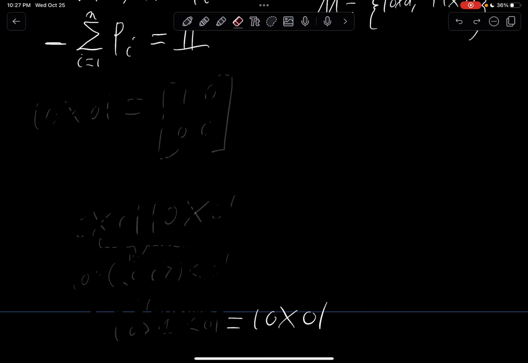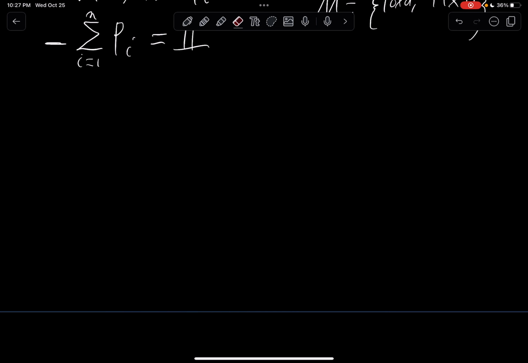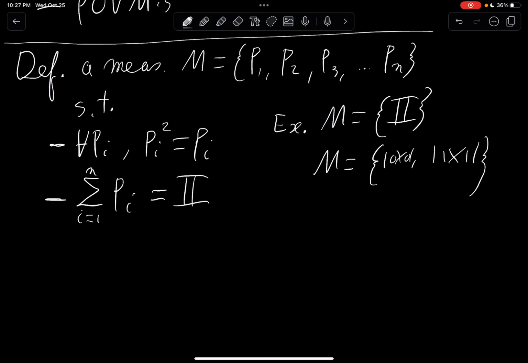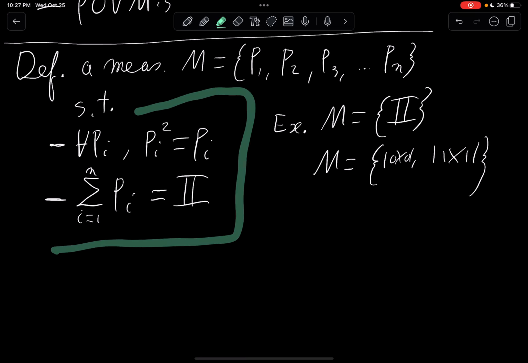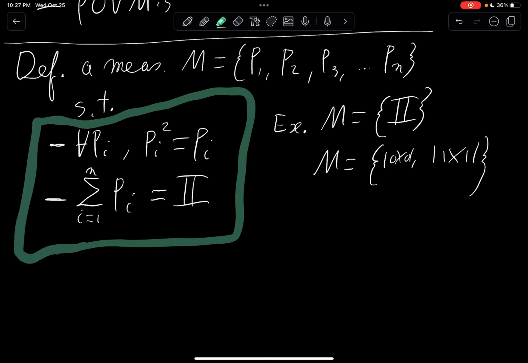I want to quickly go back to the previous definition and look again sort of physically at this. So we had these two examples that we looked at just before, and we saw that these examples satisfied these definitions and they sort of corresponded to natural measurements, namely measuring 0 or 1, or sort of the trivial measurement.